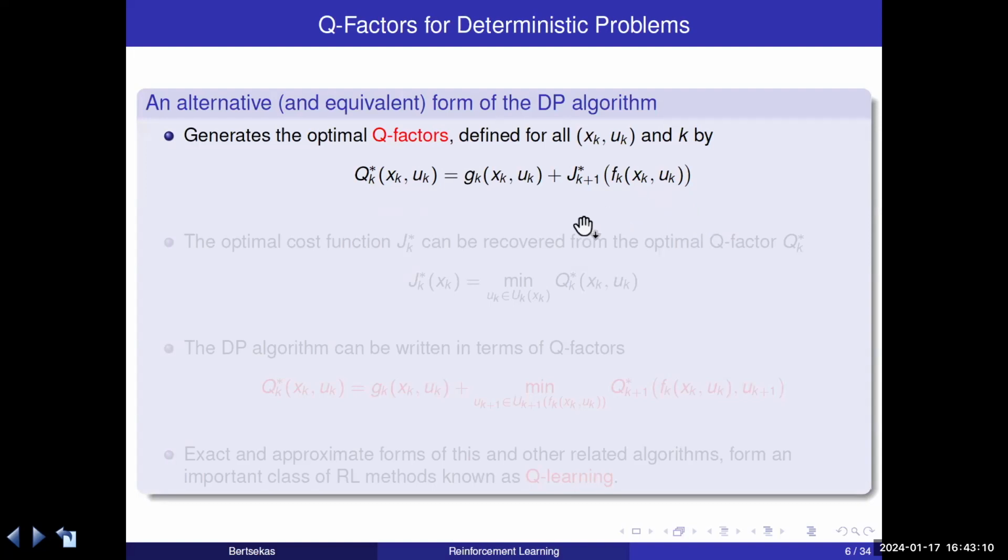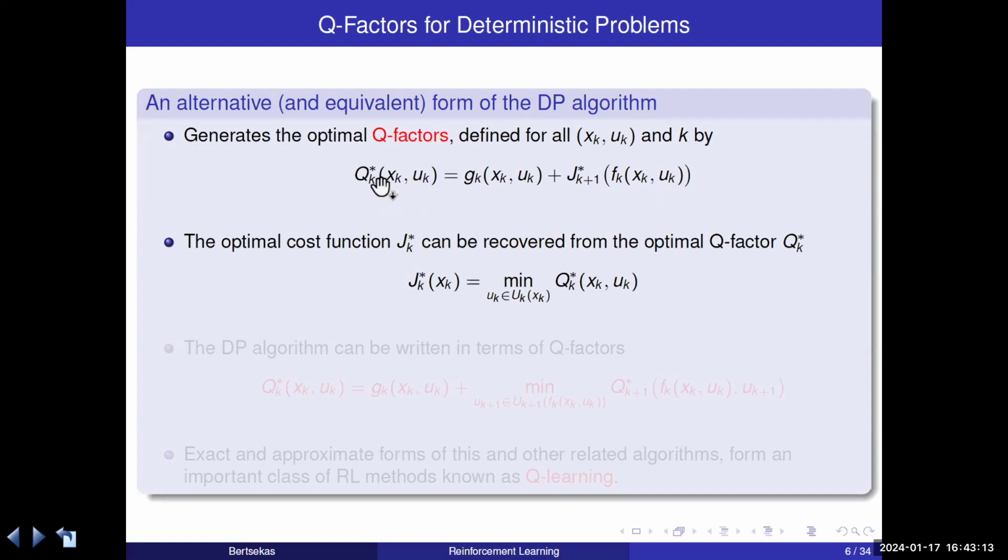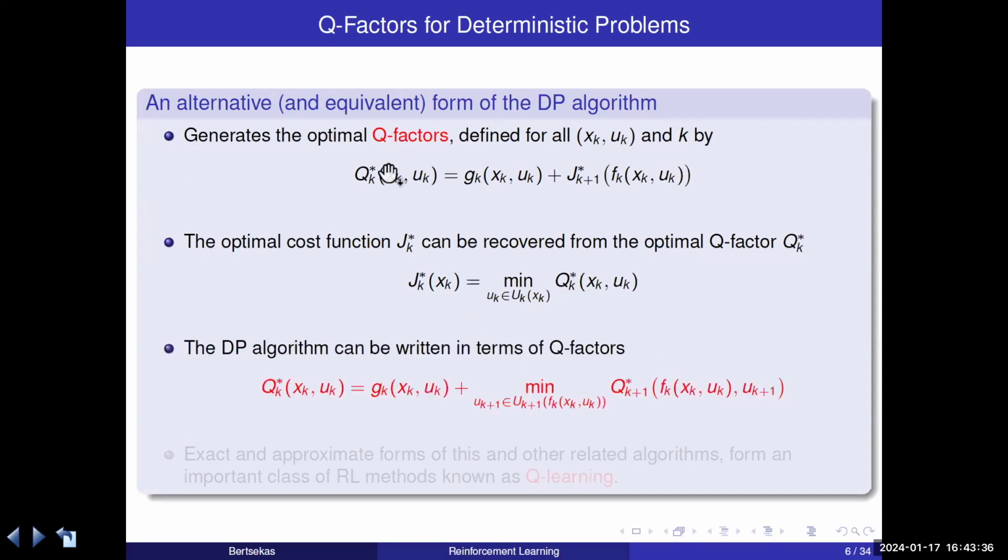So if you know the J stars, then you can compute the Q stars. But also, if you know the Q stars, you can also compute the J stars. You can recover them by minimization here. What is this minimization? It's minimization over U of this expression. But that's exactly the dynamic programming algorithm. So this is J star k of xk. So if you know one, you know the other. This one requires more storage than this, but it has some conceptual advantages and algorithmic advantages that later on we're going to discuss.